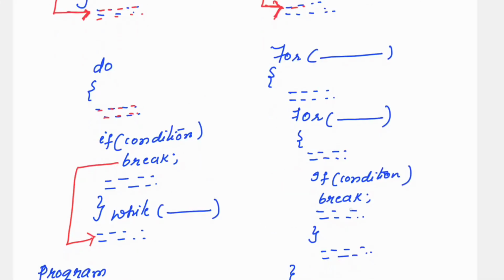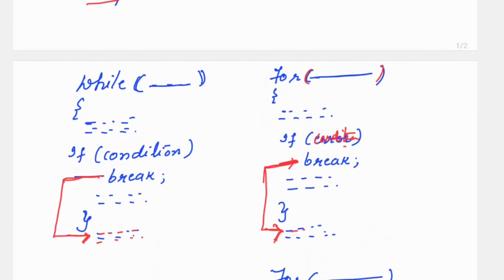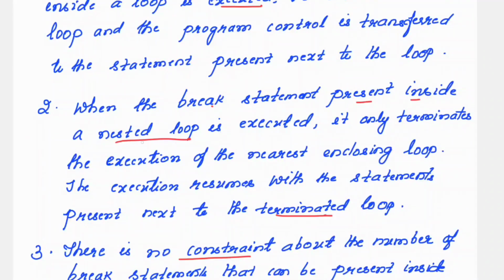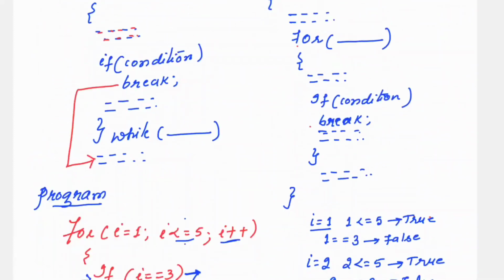You can even use the break statement in a nested loop. A nested loop is what? One loop within the other. Here I am showing it with the for loop, so we have the outer for loop and the inner for loop. Whenever the break statement is used inside a nested loop, it will come out from the innermost loop only, the loop in which the break statement is included. This is what point number 2 written here says: when the break statement is present inside a nested loop, it only terminates the execution of the nearest enclosing loop, and the execution resumes with the statements present next to the terminated loop.